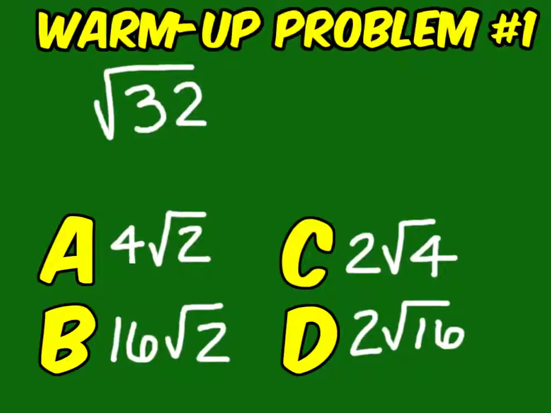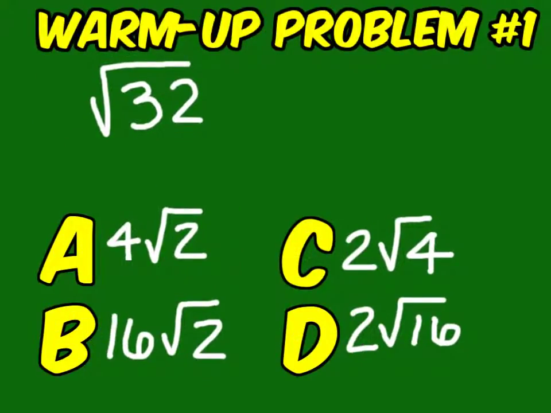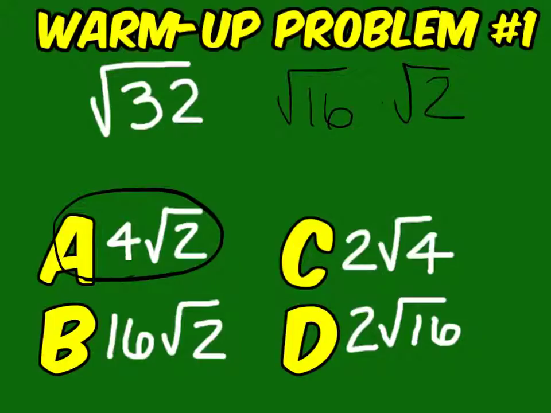The answer for this one should be A. So, to do the square root of 32, 32 breaks into 16 times 2. The square root of 16 is 4. 4 radical 2.